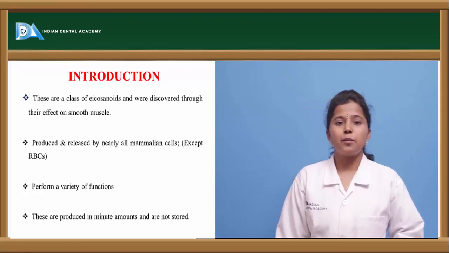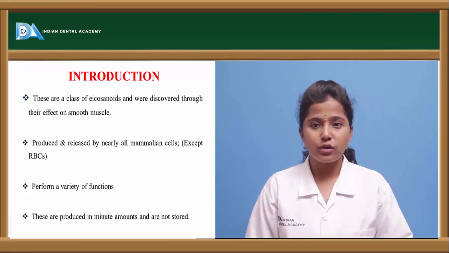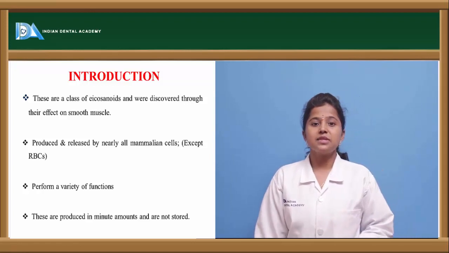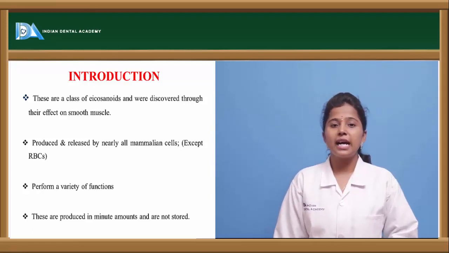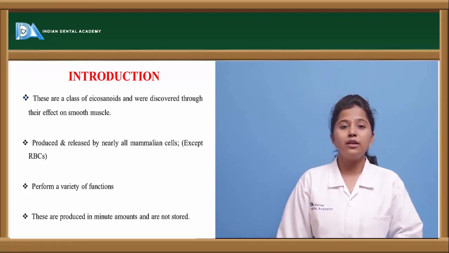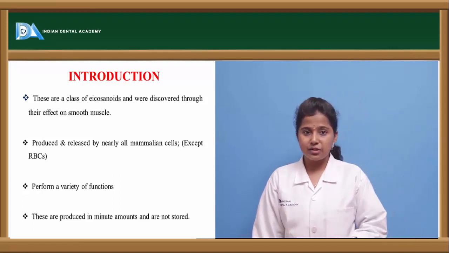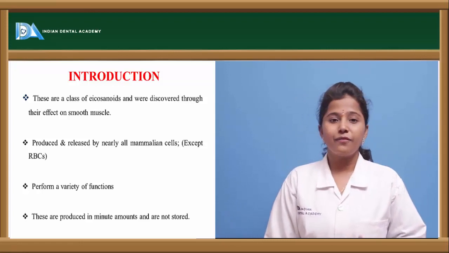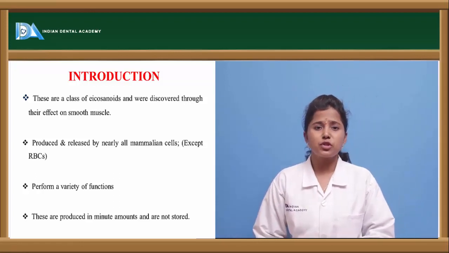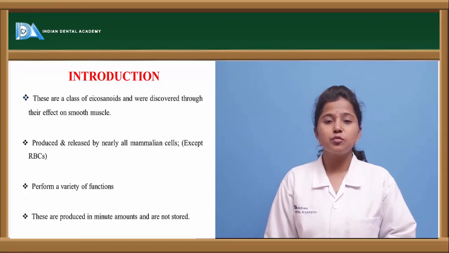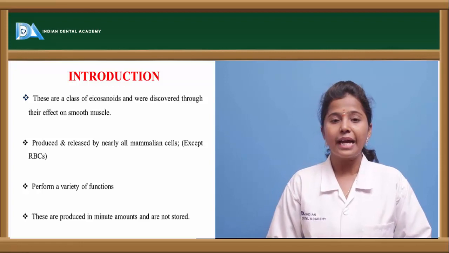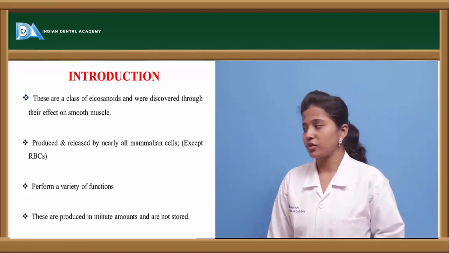Let us see one class of these eicosanoids, that is prostaglandins. What are these prostaglandins? These prostaglandins also are 20 carbon polyunsaturated fatty acids which contain a pentanoic ring. We'll see the structure in a later slide. Now, how were these prostaglandins discovered? These prostaglandins mainly act on the smooth muscle tissue. That is the reason they were discovered and given the name prostaglandins.